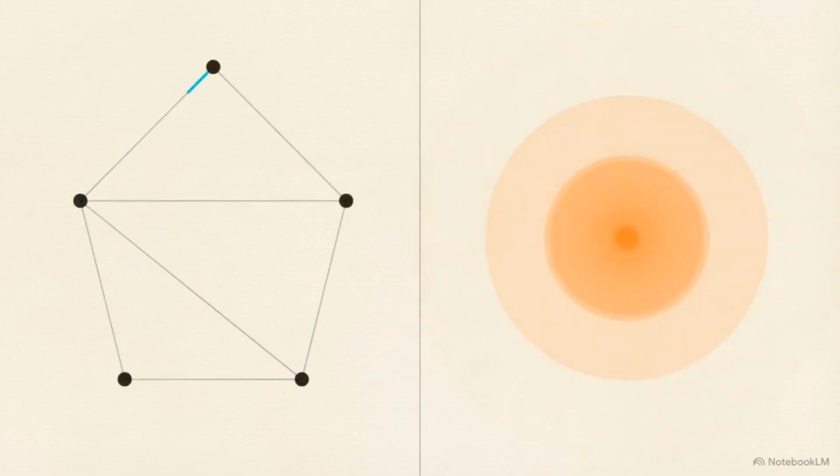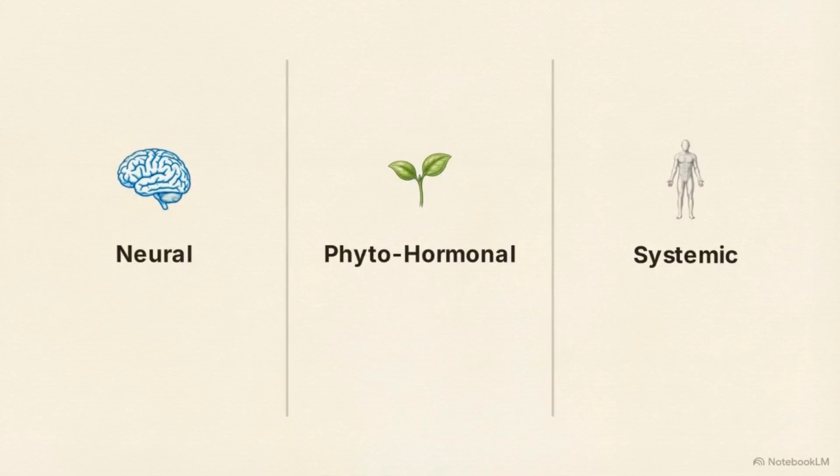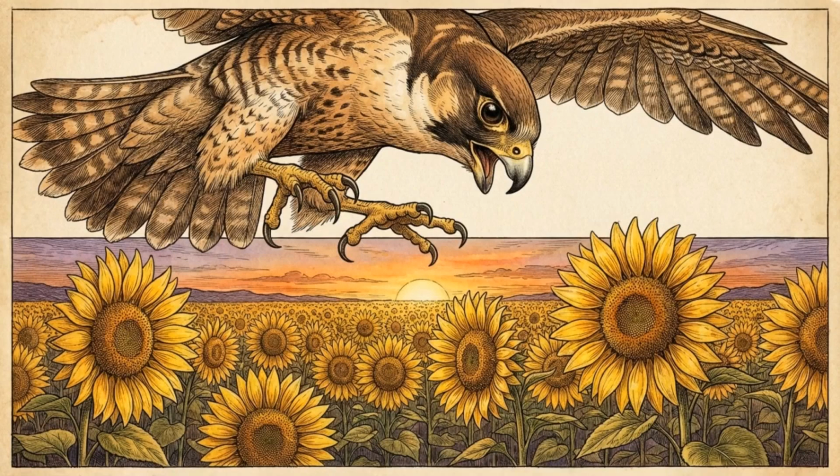This diagram illustrates two distinct ways life solves this problem. On the left is a high-speed, localized electrical routing network. On the right, a slow-spreading chemical diffusion gradient. We are going to deconstruct the three primary architectures of biological control: centralized neural networks, localized phytohormonal gradients, and systemic biochemical broadcasting. Ultimately, biological survival requires matching the correct architectural speed and scale to the specific environmental threat.